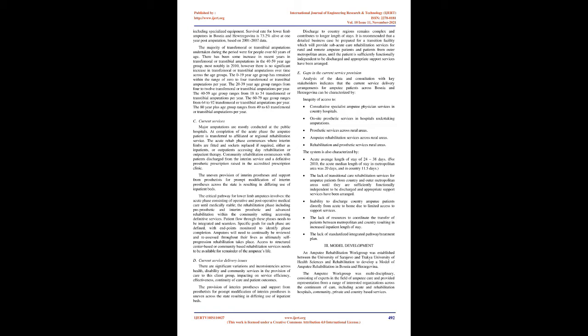See current services. Major amputations are mostly conducted at the public hospitals. At completion of the acute phase, the amputee patient is transferred to affiliated or regional rehabilitation service. The acute rehab phase commences where interim limbs are fitted and sockets replaced if required, either as inpatients, or outpatients accessing day rehabilitation or outpatient therapy.